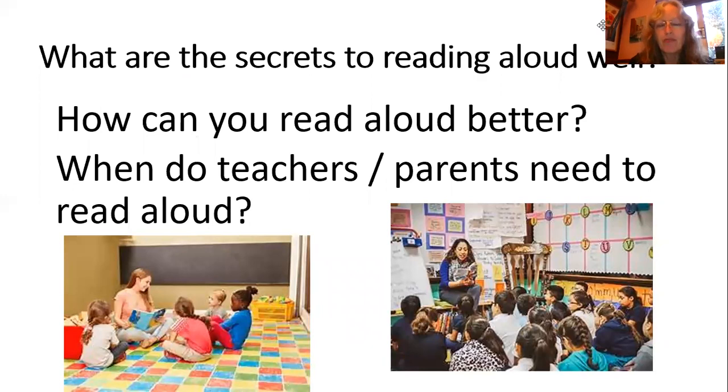Okay, so I've just been reading aloud to you, and I don't know if you enjoyed it or not, but I want to talk about now the secrets to reading aloud. So how can you read aloud better? And when do teachers and parents need to read aloud? I want you to pause now to discuss this for 5 minutes with your partner. 3 questions: secrets, how can you read aloud better, and when? Pause for 5 minutes.